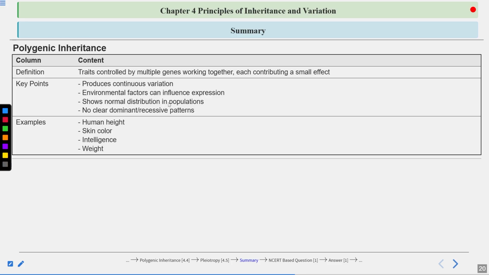A bell-shaped curve is observed, and there is no clear dominant or recessive pattern. However, the genes show additive effect. Examples are human height, skin color, intelligence, and weight as well. You should remember the examples.